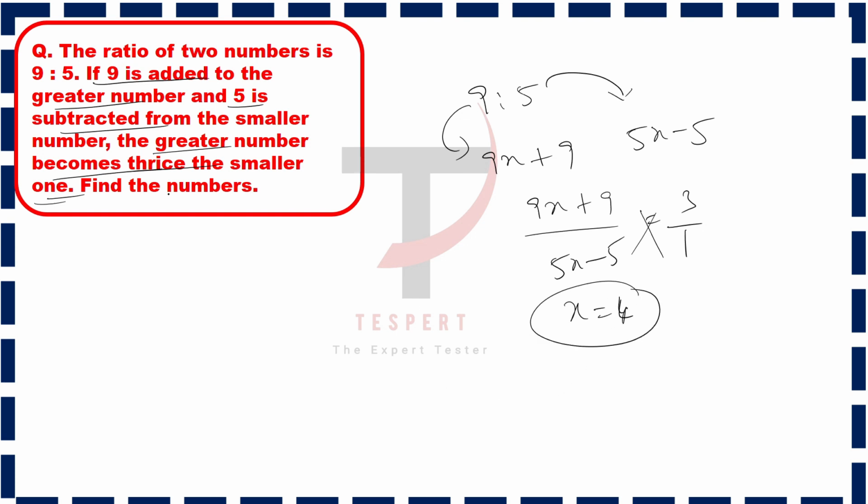And what are the numbers? 9x, which is 9 into 4, 36. And the second number is 5 into 4, 20. So these two are the numbers.